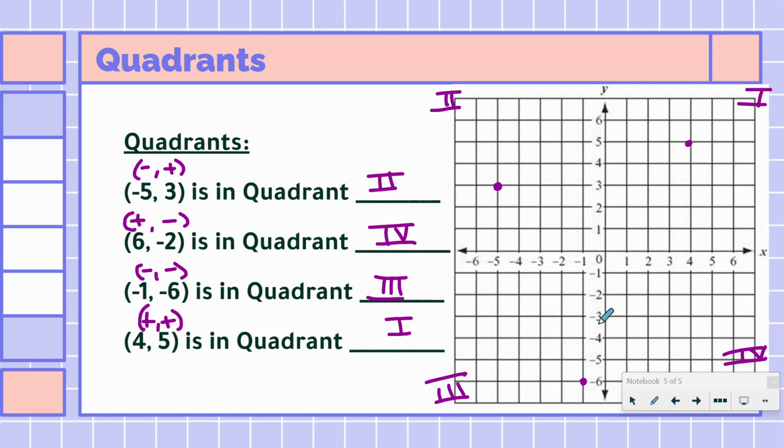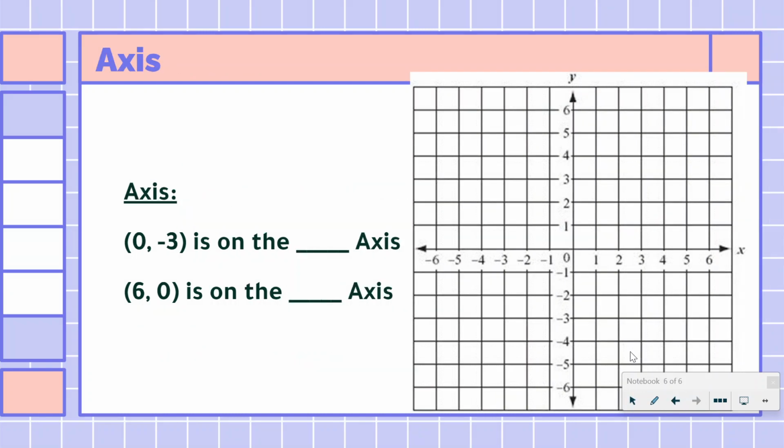All right, moving on. You might also get one that's on an axis and that's not in a quadrant. Okay, so let's do this one. 0, -3. If I'm at 0 and I'm going 0 on the x-axis, that means I do not move side to side. But then I'm going -3, so I go down 3. This is on the y-axis. It's not in a quadrant. 6, 0, I'm going to move 6 on the x-axis because x is 6, but if y is 0, I'm not going up or down. So this is on the x-axis.